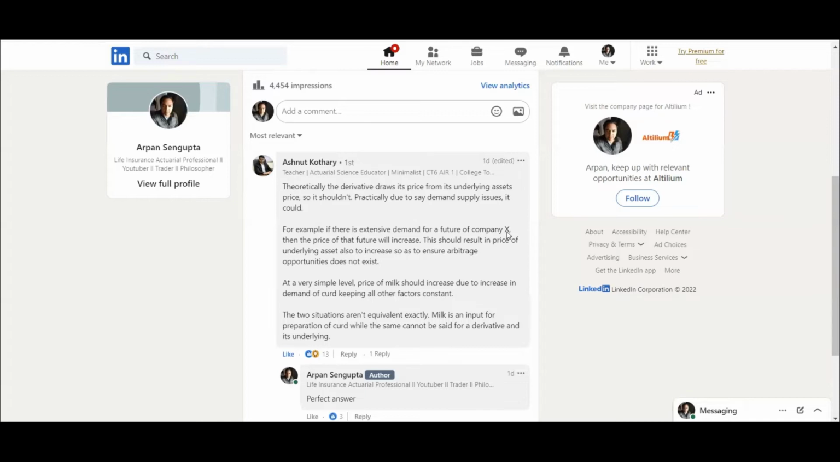So at a very simple level, the price of milk should increase due to an increase in the demand for curd, keeping all the factors constant. But the two situations are not exactly equivalent. Milk is an input for the preparation of curd, while the same cannot be said for a derivative and its underlying. Okay. So I think this is a very proper answer. However, I will just try to break the answer down so that it is much easier for all of us to understand.